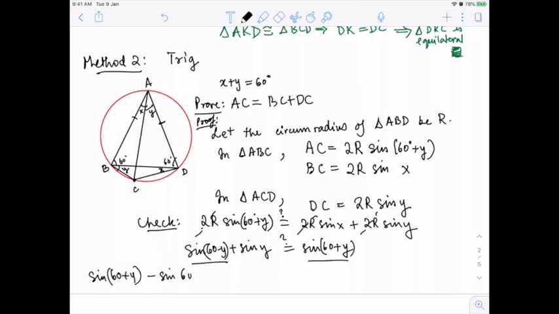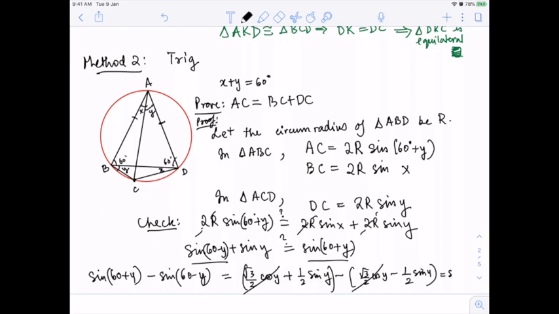If you calculate this, you will get sine a cos b plus cos a sine b, right? So sine 60 cos y plus cos 60 sine y minus, actually you can directly apply the formula, but let's do it this way. Sine 60 is root 3 by 2, so root 3 by 2 cos y minus half sine y. So clearly, root 3 by 2 cos y cancels, and half sine y minus minus half sine y is just sine y.